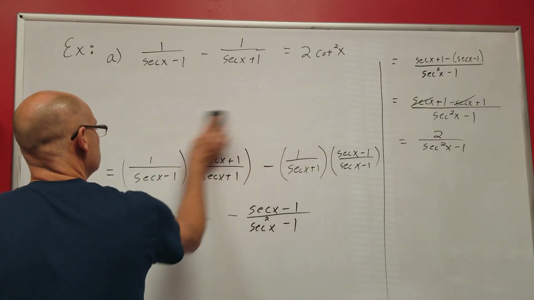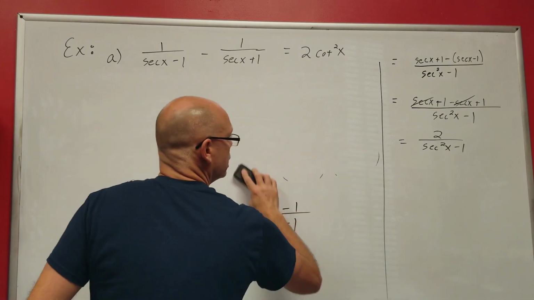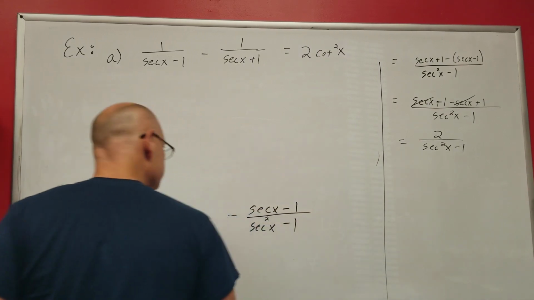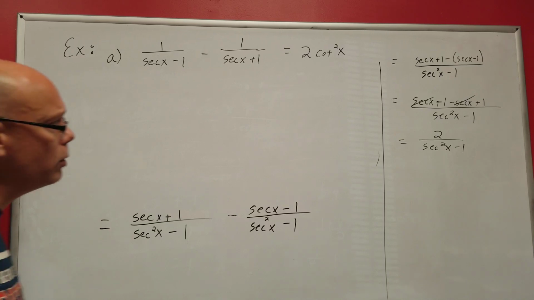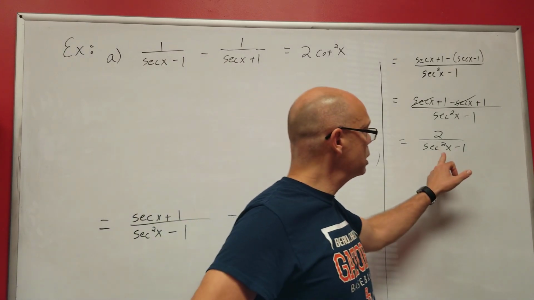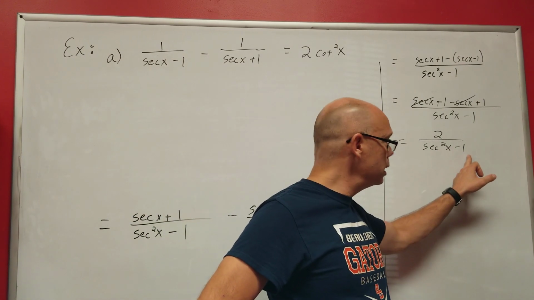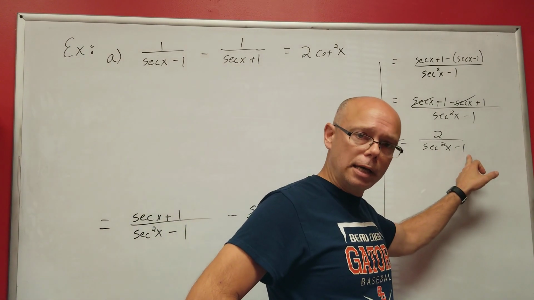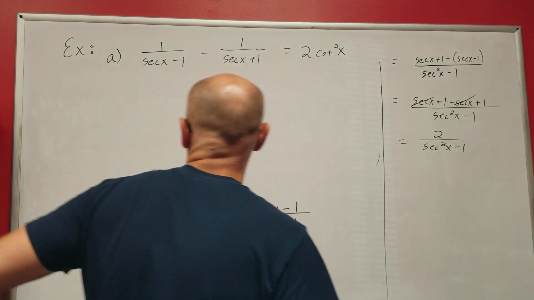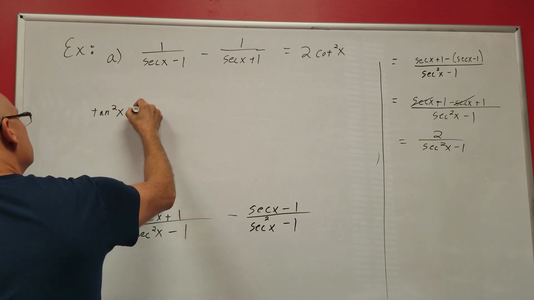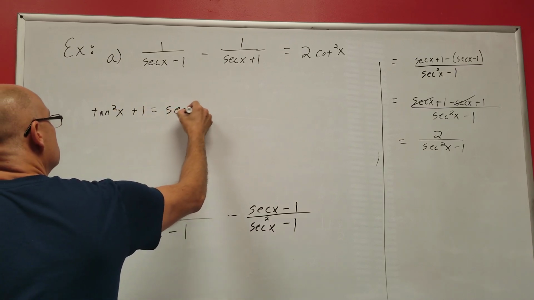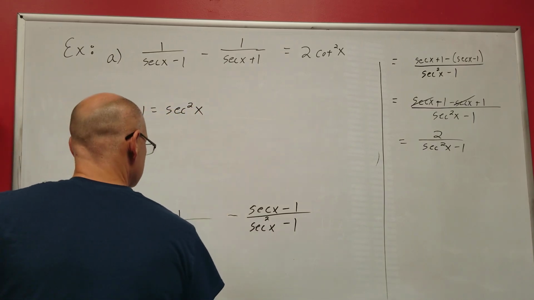I'm out of room. Well, think about your Pythagorean identities, okay? Think about the one that you had with secant squared in it. Now, why am I thinking of the one with secant squared? Because I have secant squared right here, and I have a 1 right there, okay? So that tips me off to the Pythagorean identity. What was that Pythagorean identity? Tangent squared plus 1 is equal to secant squared, right? Didn't we have that?